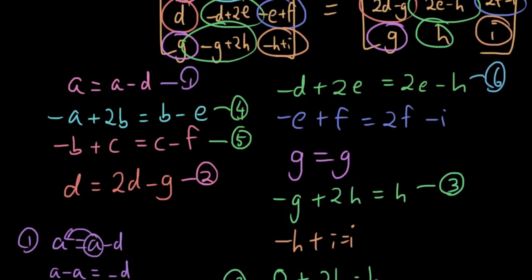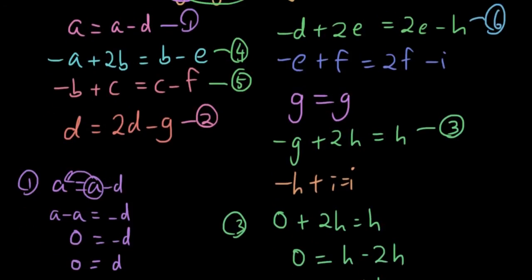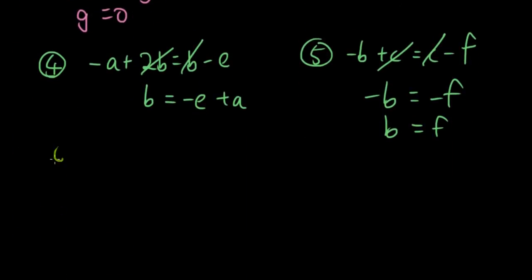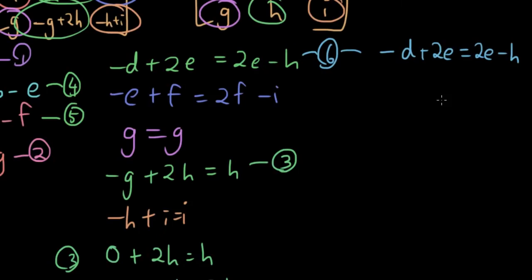So negative d plus 2e equals 2e minus h. And now since there's a 2e on both sides, you can cross them out. So negative d equals negative h. So d equals h. And question 7.